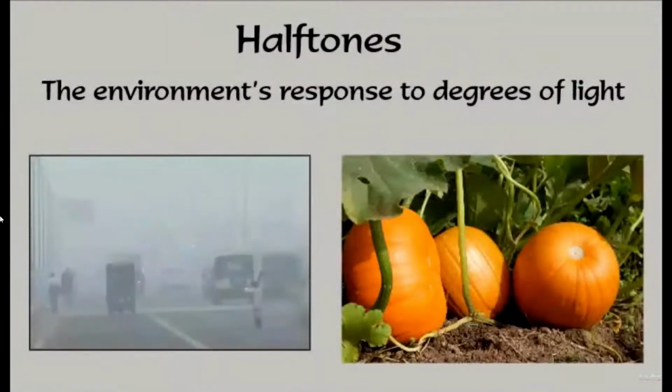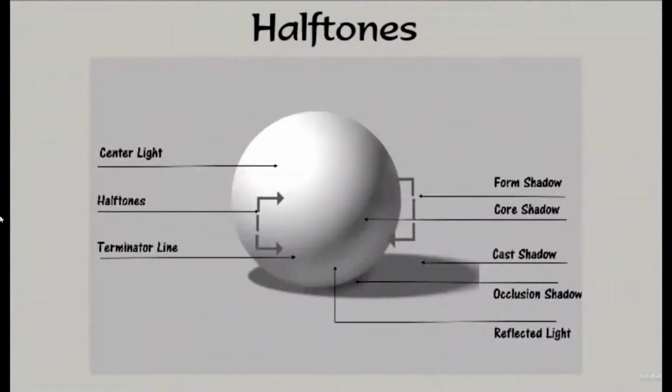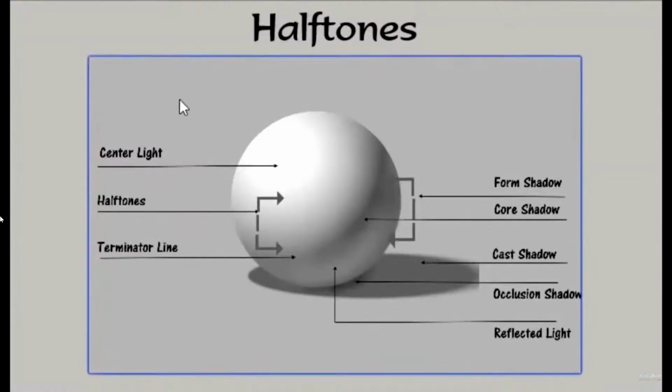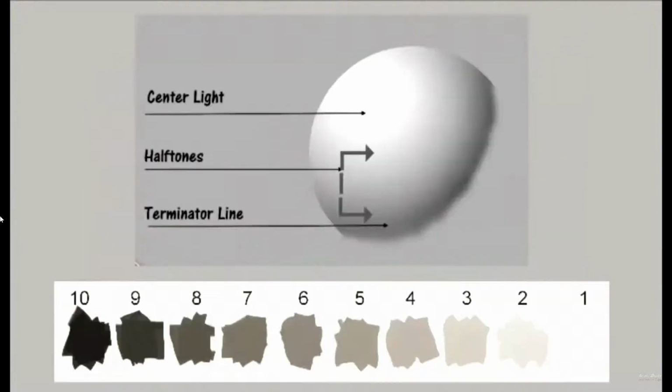Halftones are found in our environment's response to degrees of light. In direct light, we can predict where the halftones are going to be. So we see this full diagram here of a sphere being lit with the center light right here and the terminator right here. All those areas of degrees of light between the terminator, which is where shadow starts, and the center light are halftones.